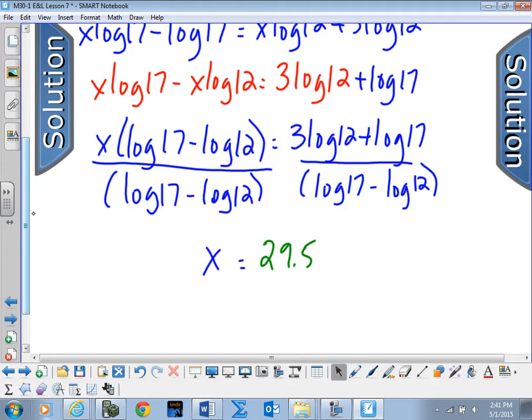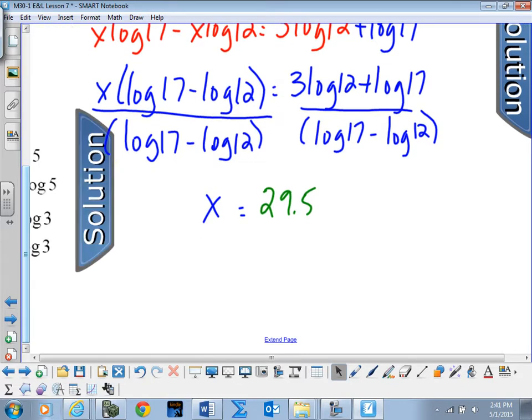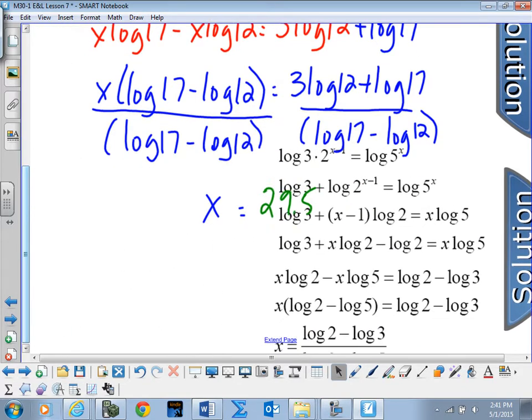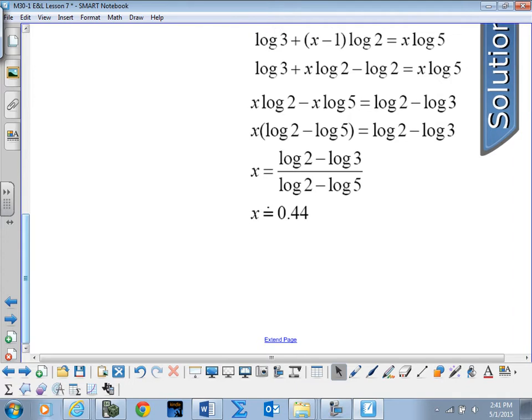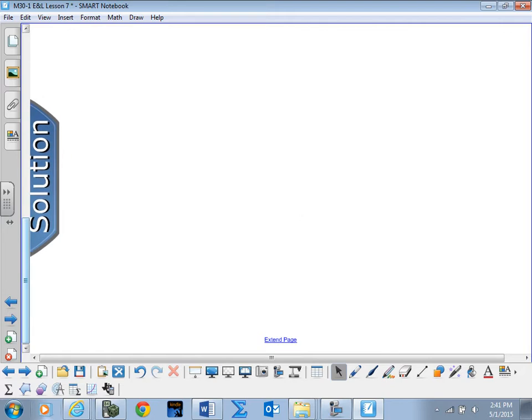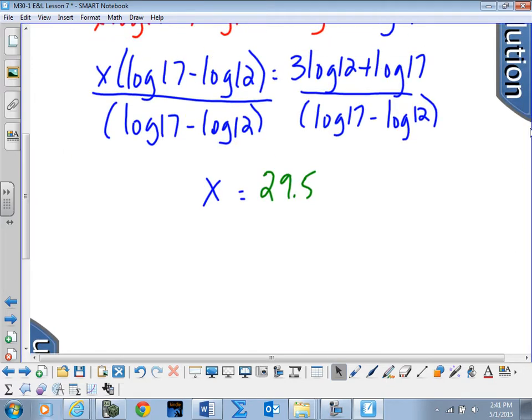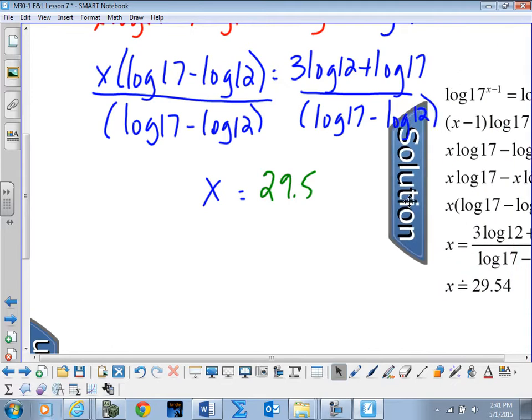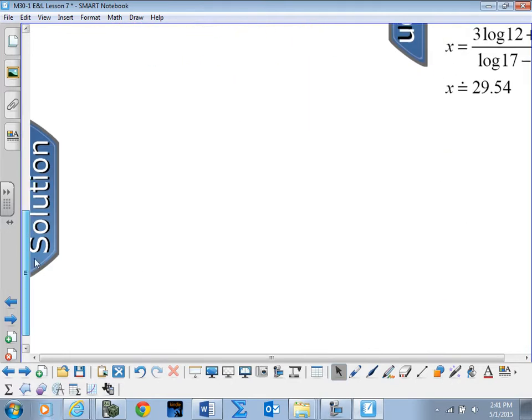Let's check. A lot of steps, so I'm going to extend this page so we can, oh, no problem. That's because our solution is on the other side. Oh, good. That was what I was looking for.